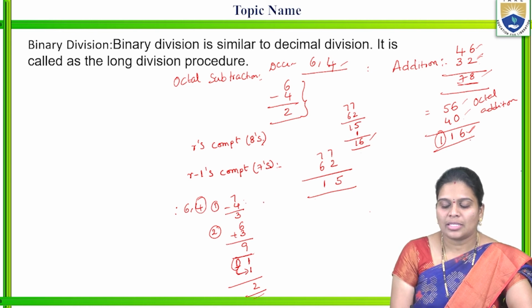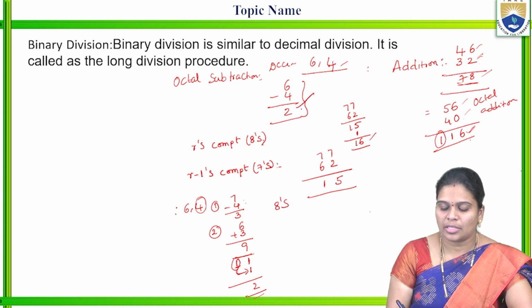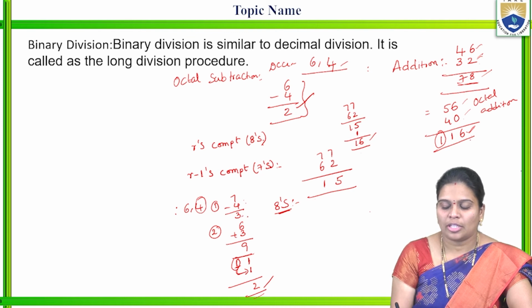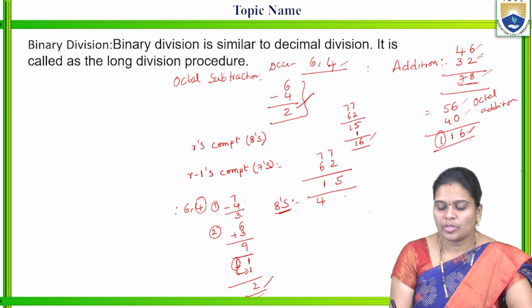So this is the 7's complement. Coming to this 8's complement, this answer is the same. In this 8's complement, again we have 6 minus 4, which is 2. Again, we apply the 8's complement of this one: 7 minus 4 is 3, 3 plus 1 is 4. So this is the 8's complement of 4.